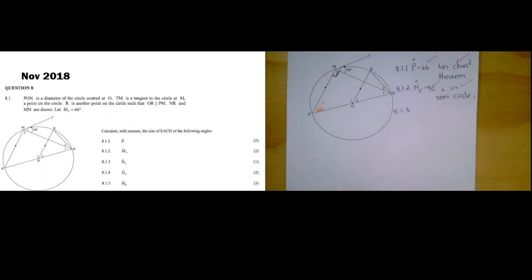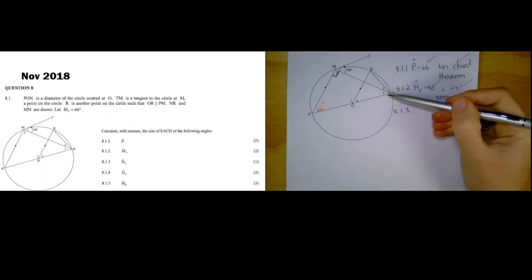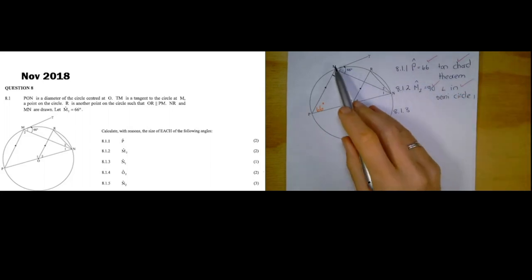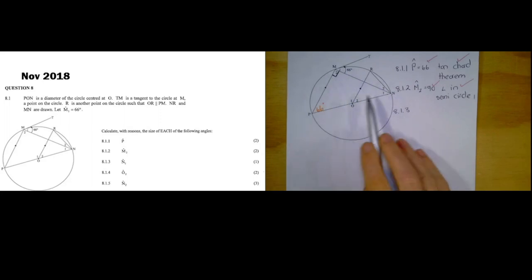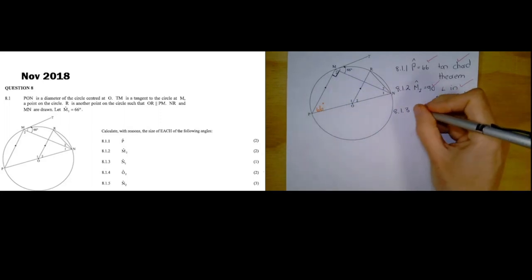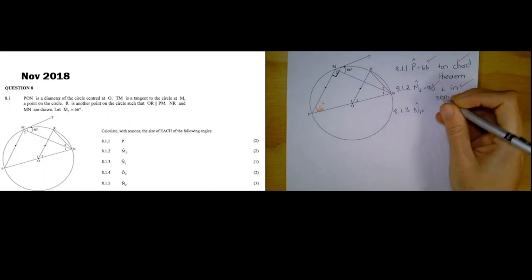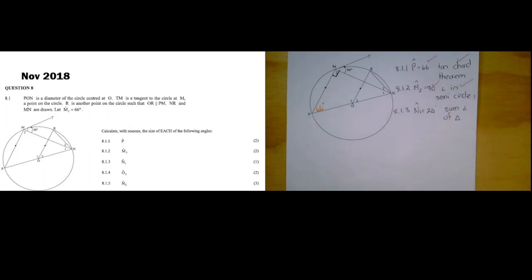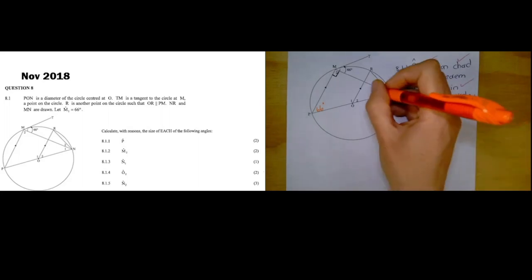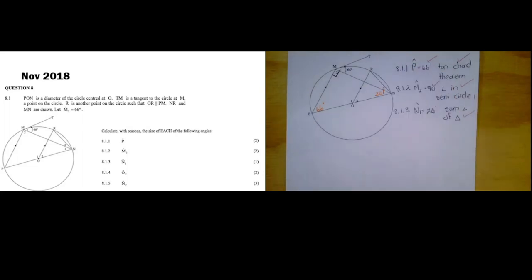8.1.3, we are looking for angle N1, this one over here. MPN forms a triangle. We have 90, we have 64, so we can work out N1 with the sum of the angles of a triangle. So N1 works out to be 24, why? The sum of the angles of a triangle. And do you see this one only counts one mark? Because it's a grade 8 reason, it's one mark for the answer and the reason. Very important, you must have the reason there. So let's fill in our 24.